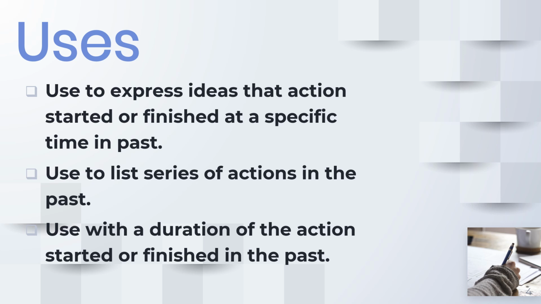Now, the third one is use with the duration of an action started or finished in the past. For example, I lived in Germany for 3 years. Mariam studied Italian for 5 years, and we talked on Skype for 30 minutes.